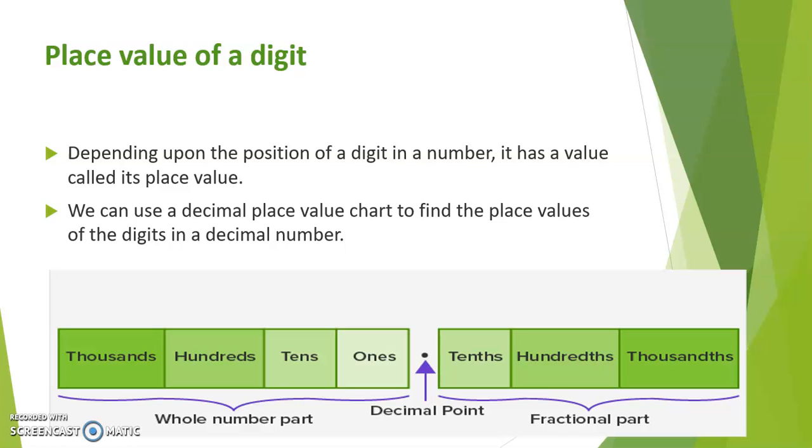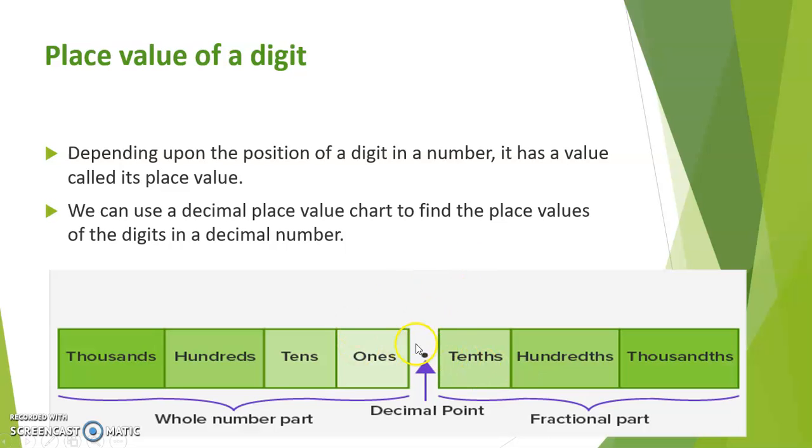Now, place values of a digit, place values of a decimal number. Depending upon the position in a number, a digit has a value called its place value, even for whole numbers, right? Where we have the hundreds, tens, and units. Now, we can use a decimal place chart to find the place value of the digits in a decimal number. As you can see here, this is the thousands, hundreds, tens, units. This is the decimal point. So this is the whole number part. This is the decimal point, and this is the fractional part. This is the decimal part, right?